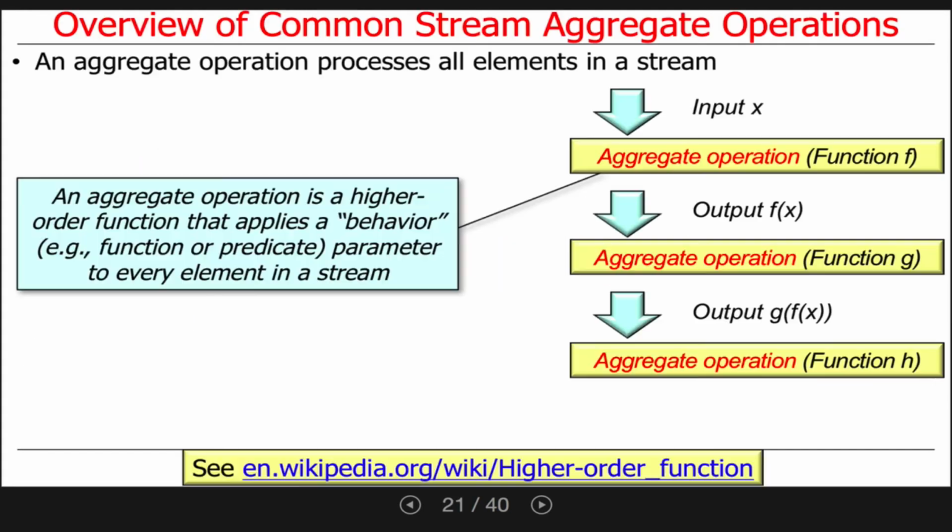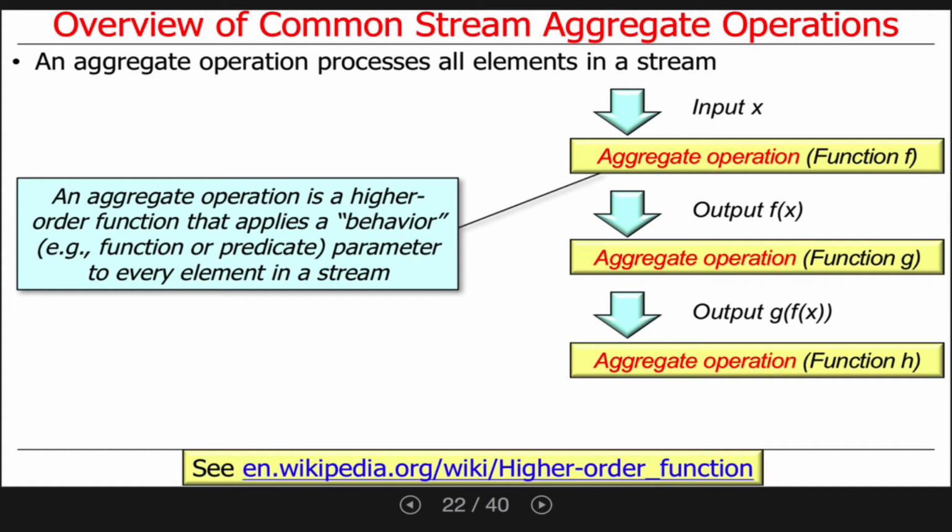Okay, so let's talk about these things in more detail now that I've given you kind of an overview. So what is an aggregate operation? The fancy way to describe an aggregate operation is to call it a higher order function. Does anybody know what a higher order function is?